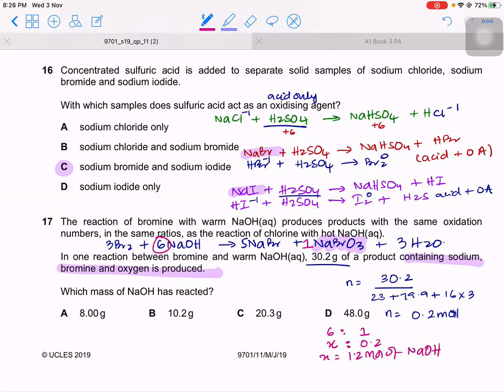Let's convert this to mass. Moles is equal to mass upon molar mass. So 1.2 is equal to mass upon MR. For NaOH, it is 40. So 1.2 times 40 would be 48 grams. The answer therefore is D.